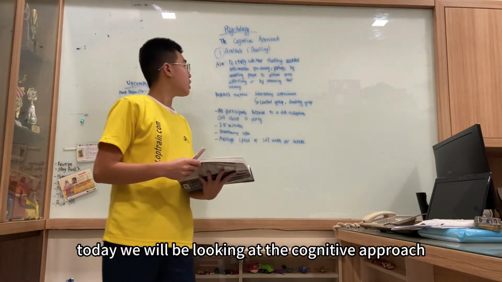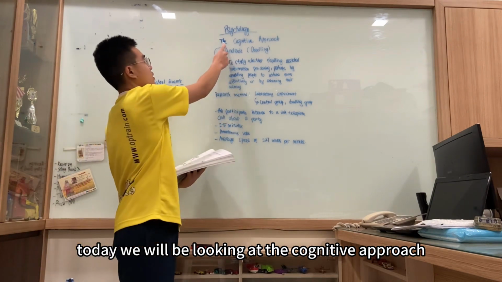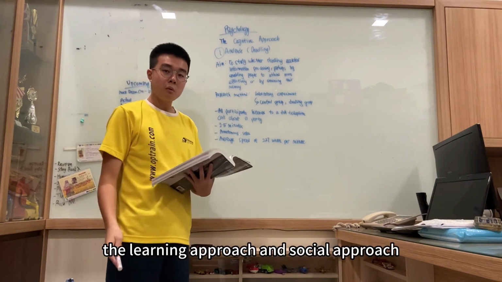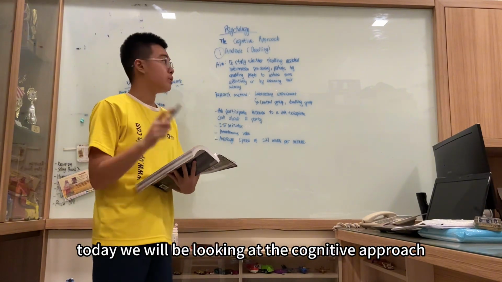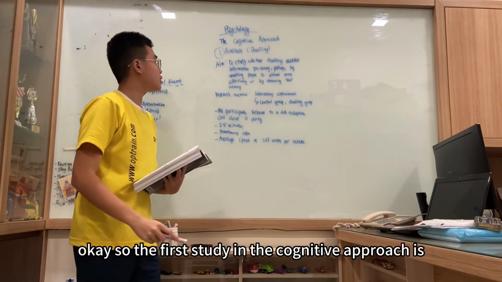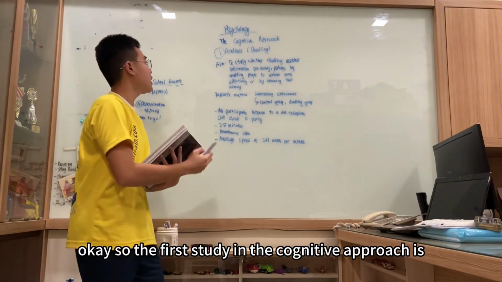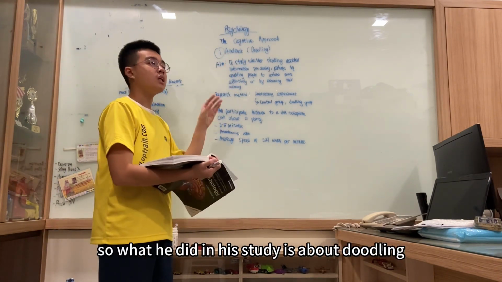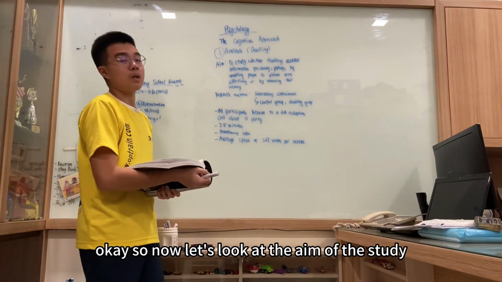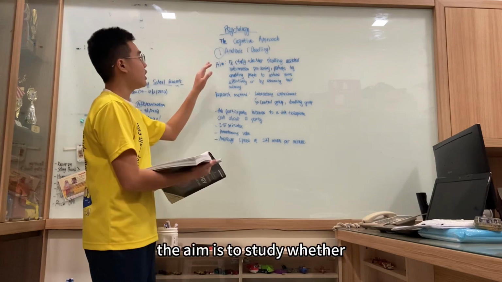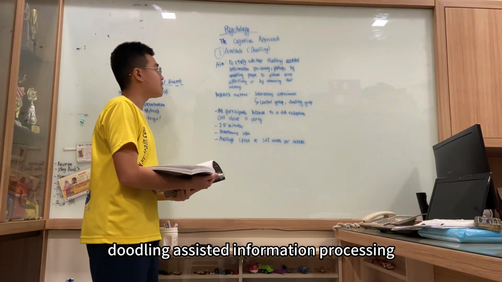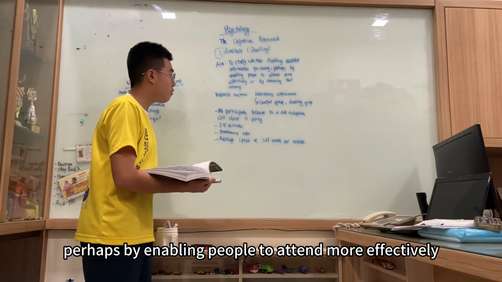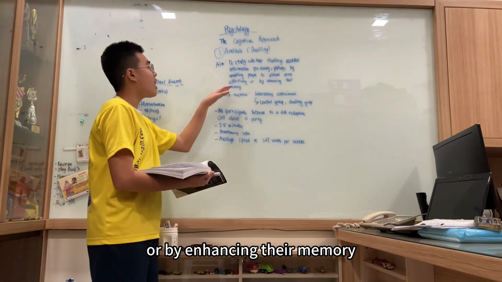Alright students, today we will be looking at the cognitive approach. So previously we have been looking at the learning approach and the social approach. So today we will be looking at the cognitive approach. Okay, so the first study in the cognitive approach is Andrade. Okay, it's conducted by Andrade and the title is doodling. So what he did in his study is about doodling, okay? So now let's look at the aim of the study. The aim is to study whether doodling assisted information processing, perhaps by enabling people to attend more effectively or by enhancing their memory.